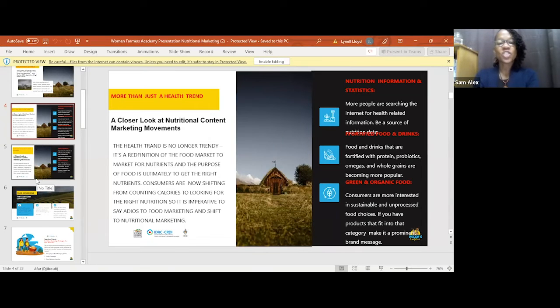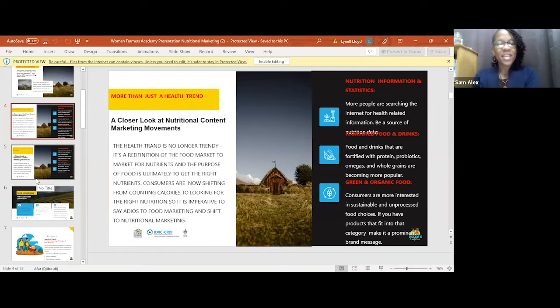So the health trend is no longer trendy. It's a redefinition of the food market to market for nutrients. And the purpose of food, ladies, ultimately food is to get the right nutrients, not so? So consumers are now shifting from counting calories to looking for the right nutrition. So it is imperative that we say bye to the old way of food marketing, and just saying, buy this food product, buy this produce, buy the sweet potatoes, buy the chives, buy the breadfruits.